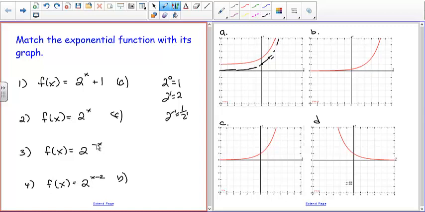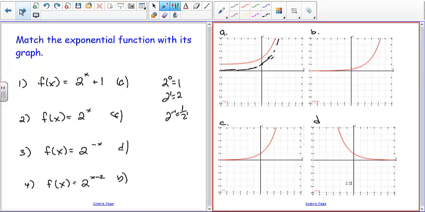And then here we have a negative sign in front of the x. If it was negative 2 to the x, then it would be flipped over the x-axis. But this is a y-axis reflection. So you can see, compared to the parent function, it's reflected over the y-axis. So this one is D, besides the fact it's the only one that's left that we haven't done.